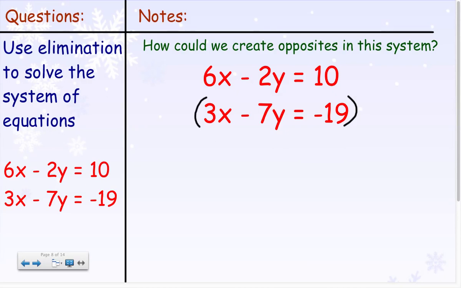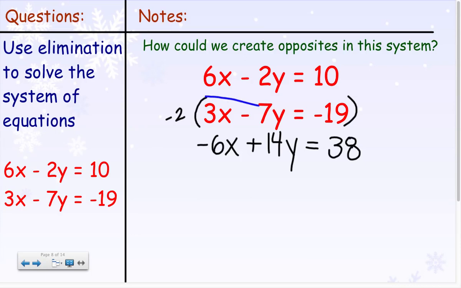So if I have 6x, the opposite of 6x would be negative 6x. 6 and negative 6 would make 0. So I have to ask myself, what do I have to multiply 3 by to get negative 6? Well, I know 3 times 2 gets me 6, so 3 times negative 2 would get me negative 6. So I'm going to times every number by negative 2. I'm going to X out the equation that I'm not using anymore, which is my middle one.